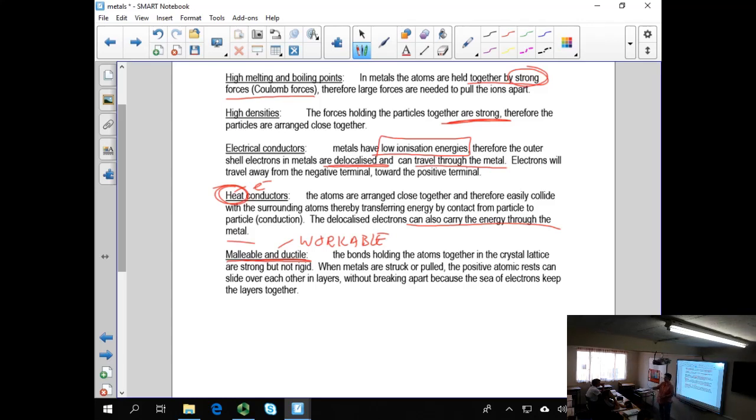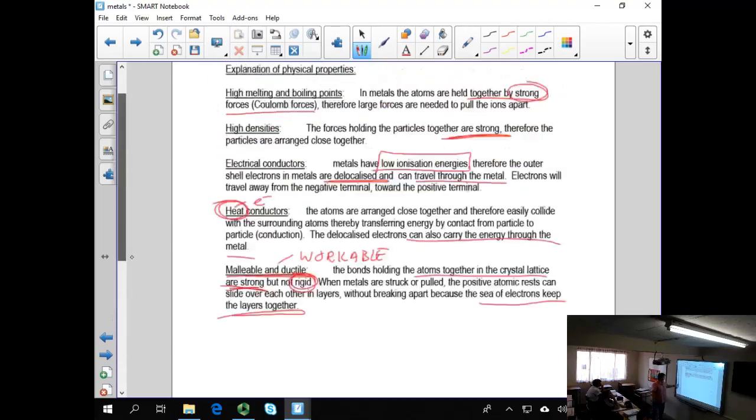Why malleable? Just very simply, if you hit it with a hammer, you force positive atomic rests out of their orderly arrangement. But it doesn't matter because there are negative delocalized electrons that still hold them together. Okay, so bonds holding the atoms together in the crystal lattice are strong but not rigid. And they aren't rigid because of the delocalized electrons. The sea of electrons keeps the layers together and allows the positive atomic rests to slide off each other. That's the end there.